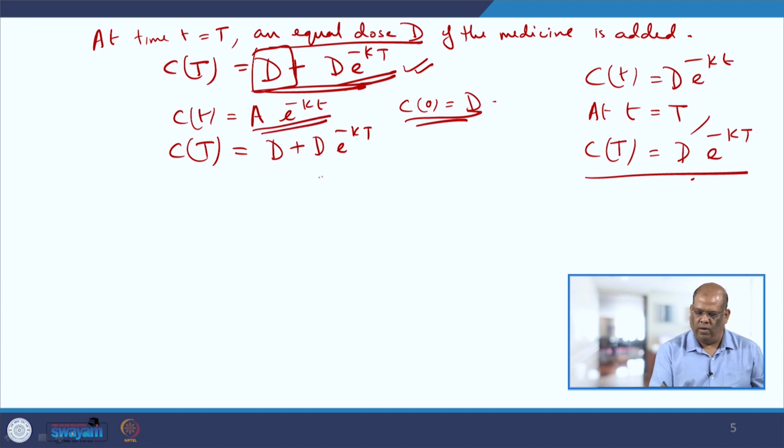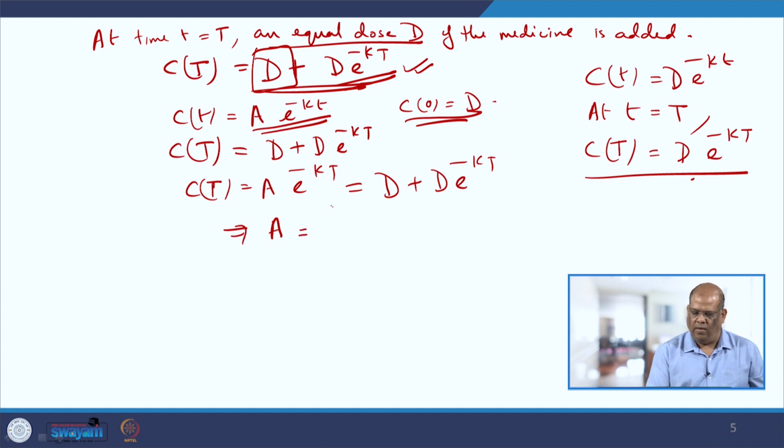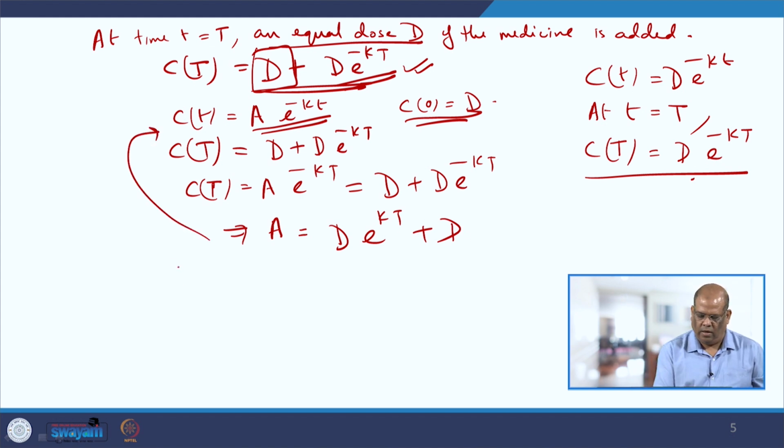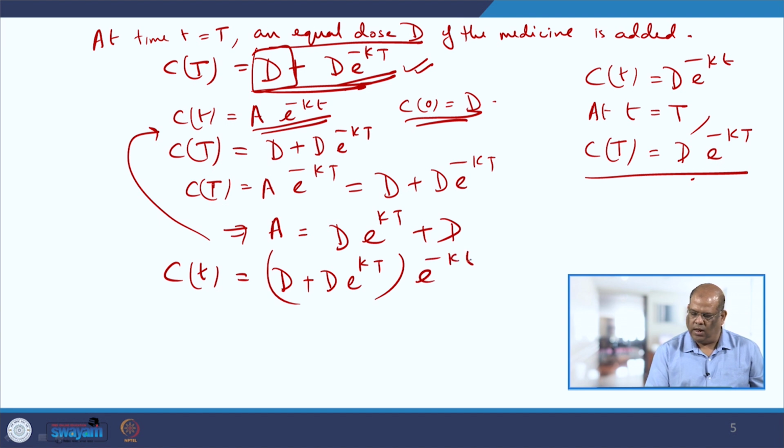this is going to give that C(t) is equal to A e to the power minus kt, and that value is equal to D plus D e to the power minus kT. So, from here I get the value of a new A, which is equal to D e to the power kT plus D. So, this new A will now be substituted here. C(t) is equal to D plus D e to the power kT into e to the power minus kt. Now, as your t goes to 2T, then what will happen here?